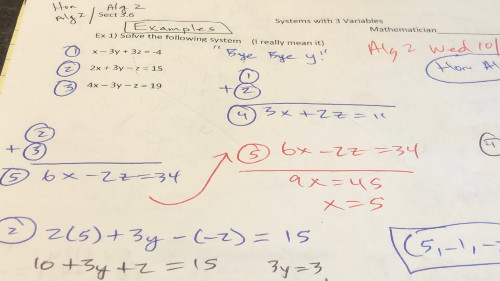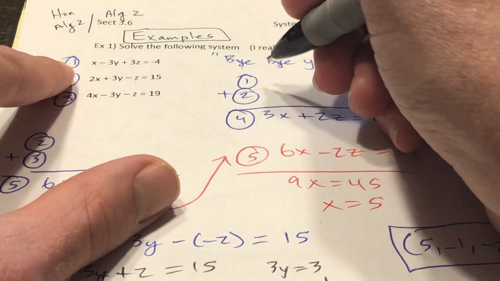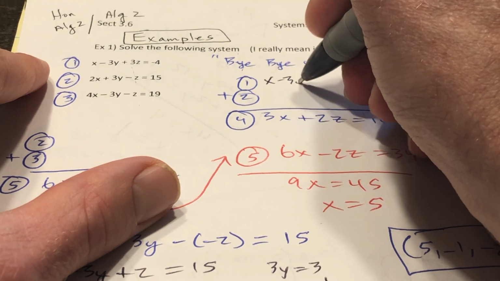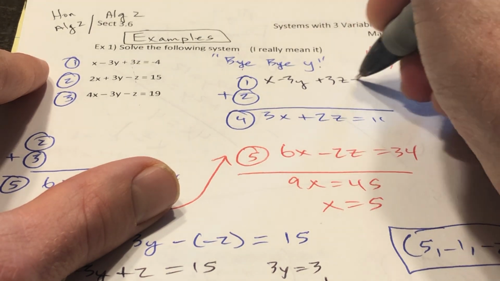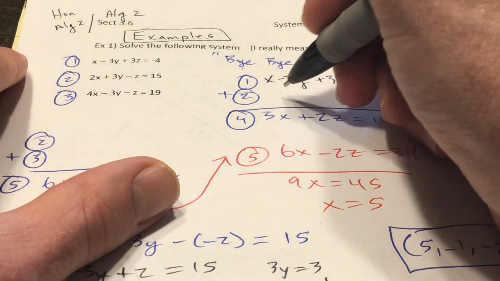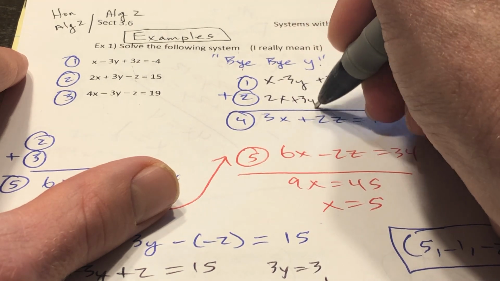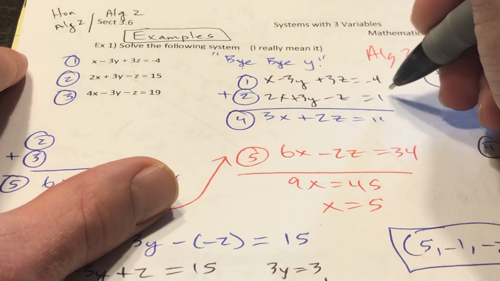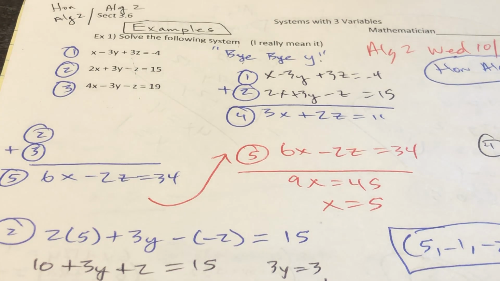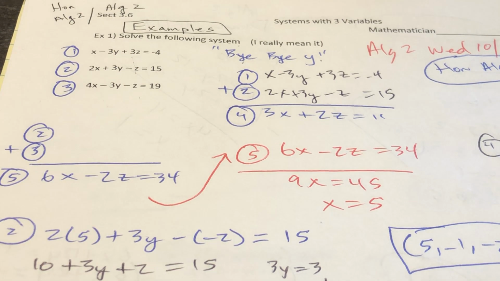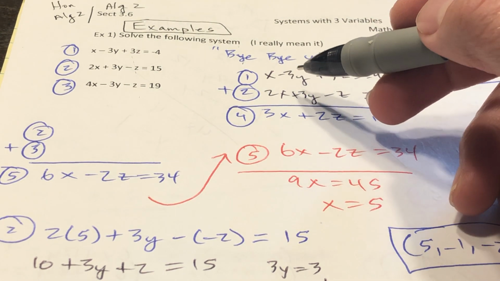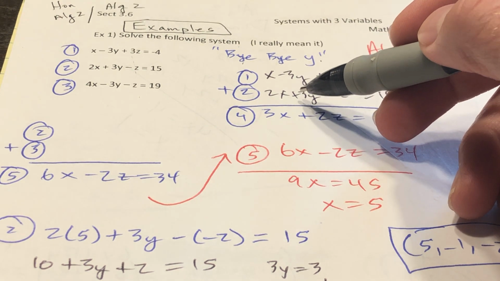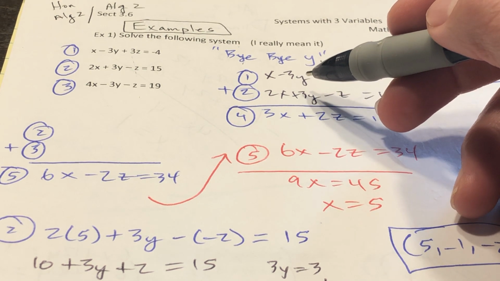Now, Honors Algebra 2 had practiced this a little bit more by this page. So what I'm going to do is rewrite equation 1, and I'm going to rewrite equation 2. I'm going to put them together. Why am I going to put equation 1 and 2 together? Because if I add the 2 equations together, my y's will eliminate because my y's are opposites. Negative 3 plus positive 3, the y's will eliminate.